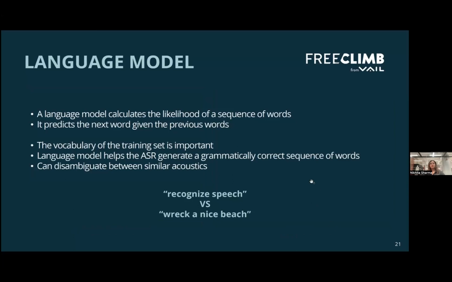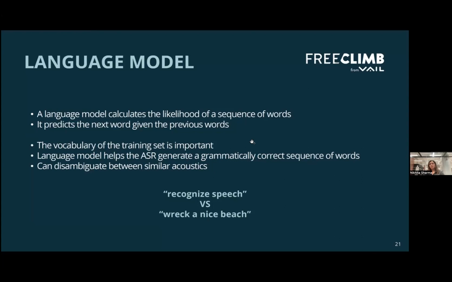So once you have the acoustic model, you've learned the relationship between the acoustic features and the phonemes. And now you have to make sense of the phonemes and generate sentences. So that's where the language model comes in. So the language model calculates the likelihood of a sequence of words. So if you give it one word, it predicts the next word given the previous word. And this is where the vocabulary plays a role.